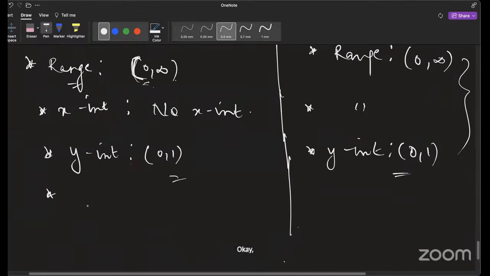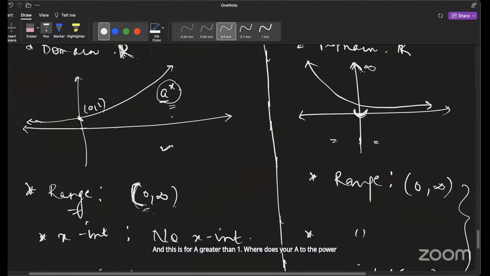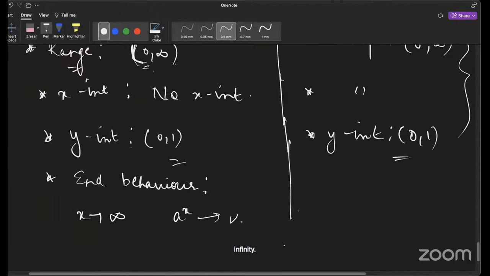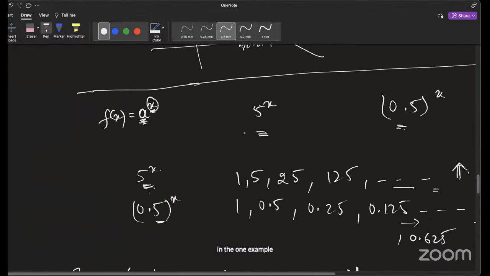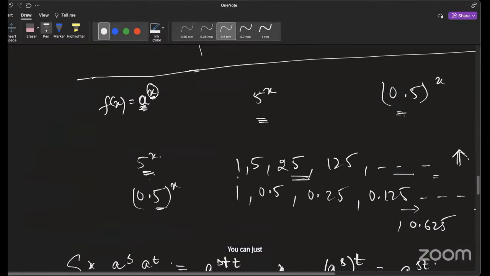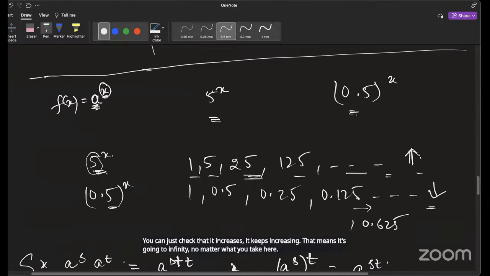Okay, coming to the next point then. Next up you have end behavior. End behavior means when your x tends to infinity. So when your x tends to infinity, a to the power x, and this is for a greater than 1, where does your a to the power x go? Infinity. It goes to infinity, and we also checked it in the example that we did here. You can just check that it keeps increasing. That means it's going to infinity. No matter what you take here, if it's a number greater than 1, it's going to infinity.